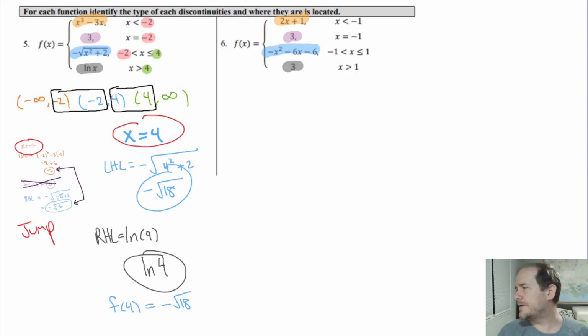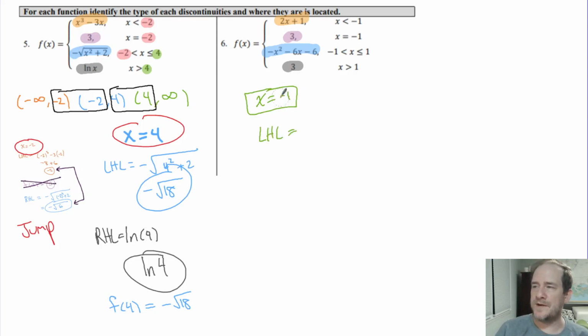I'm certainly concerned about what's happening at negative 1. So let's say when x is negative 1, I'm going to get a left-hand limit, meaning I'm sneaking up on negative 1 from the left-hand side where things are less. That's going to come from the orange. So it'll be 2 times negative 1 plus 1. That's negative 2 plus 1, so negative 1. That's my left-hand limit. My right-hand limit will be for the x's that are bigger than negative 1.